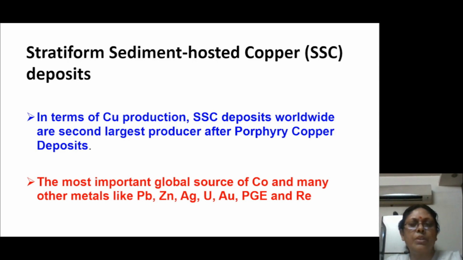Stratiform sediment hosted copper, also known as SSC deposits. In terms of copper production, SSC deposits are worldwide the second largest producer after porphyry copper deposits. These are the most important global source of cobalt and many other metals like lead, zinc, silver, uranium, gold, and PGE.